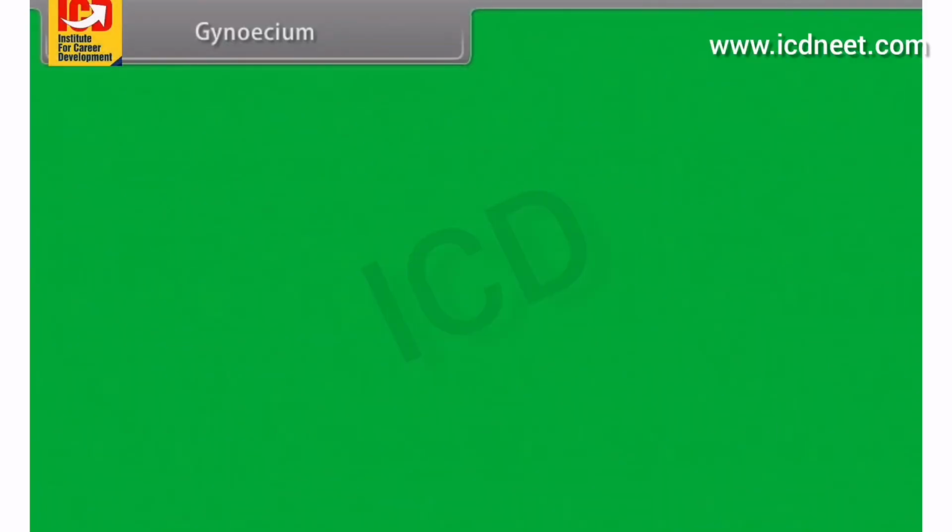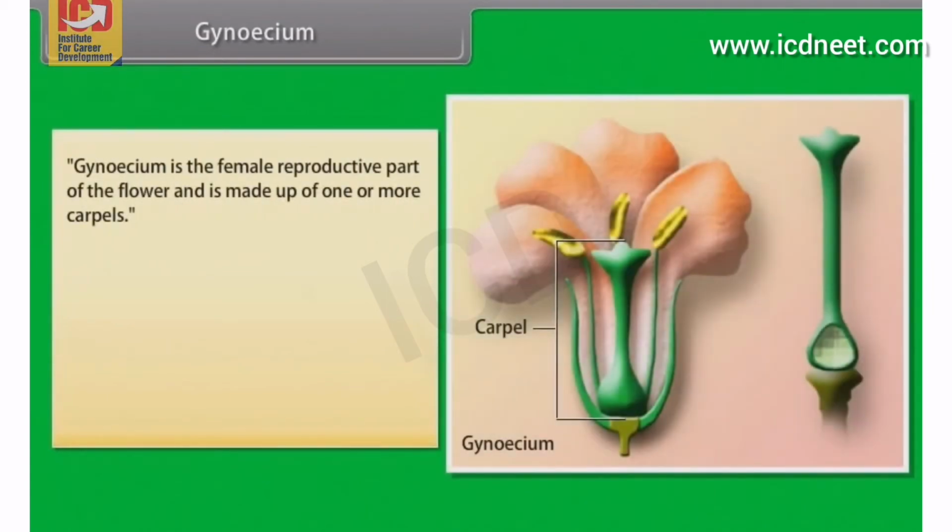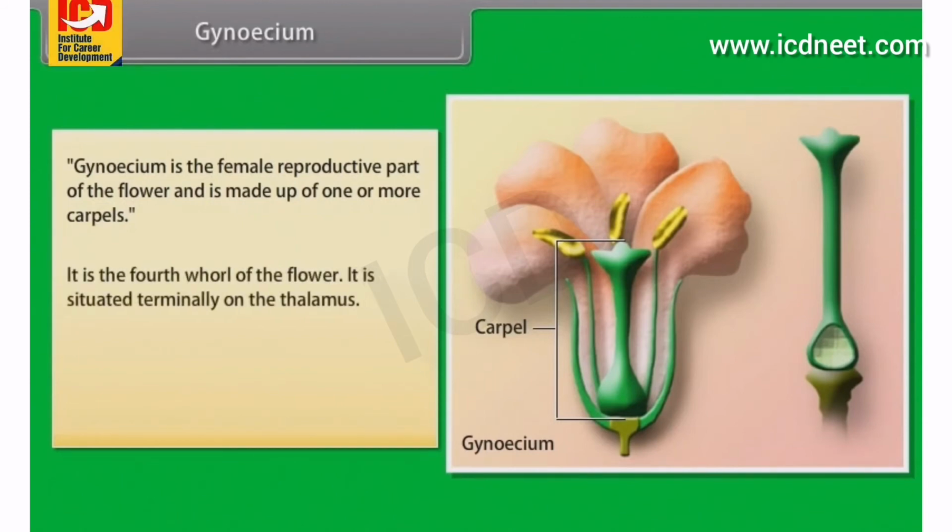Gynoecium. Gynoecium is the female reproductive part of the flower and is made up of 1 or more carpels. It is the 4th whorl of the flower. It is situated terminally on the thalamus.